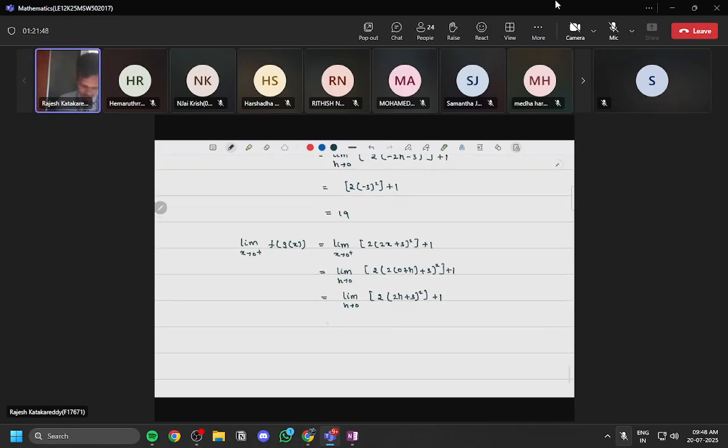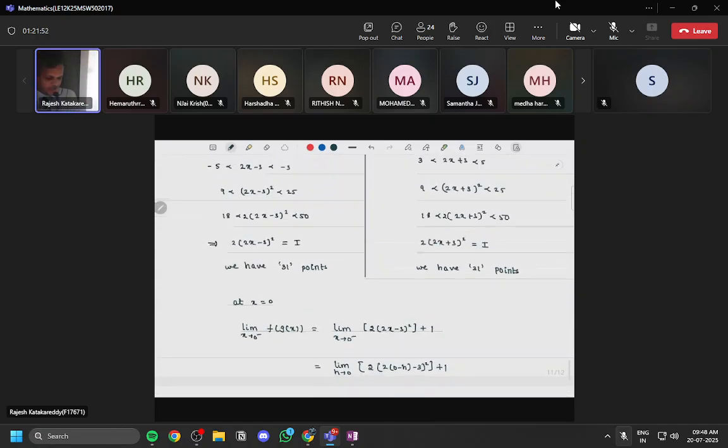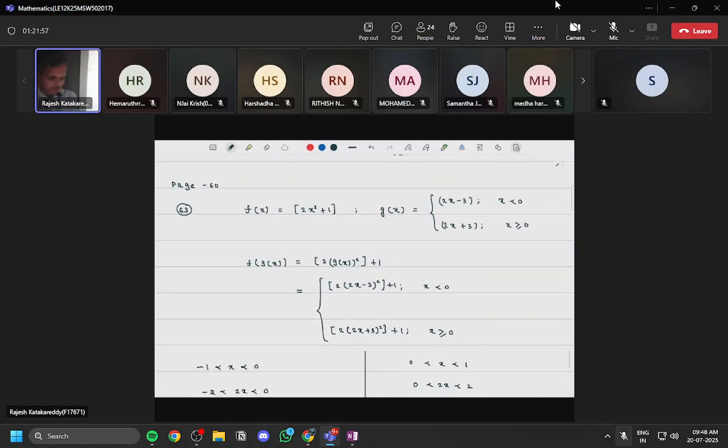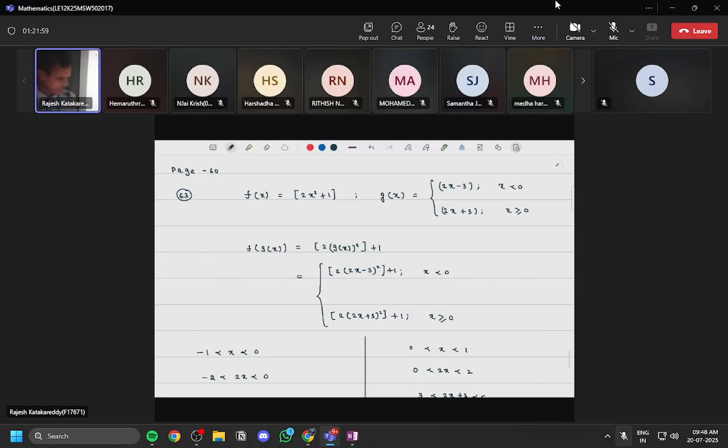So if I put 0 here, I'm going to get 19. So now there are 31 plus 31, 62 points of discontinuity. So maybe again I'm giving you the quick glance. They have given a box greatest integer. They have given a piecewise function. They are talking about composition f of g of x. I found the composition. I have something like this. I have clearly checked it.